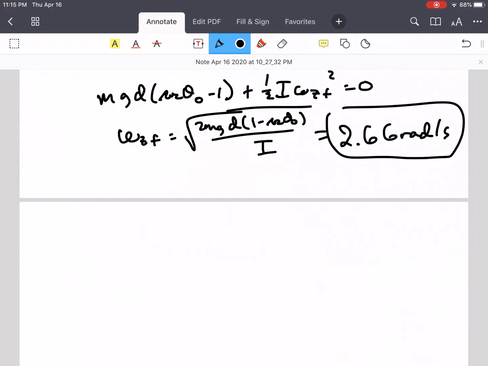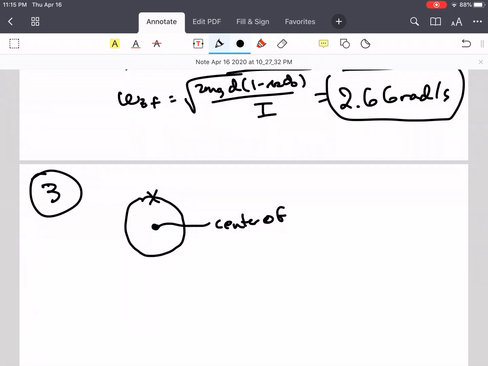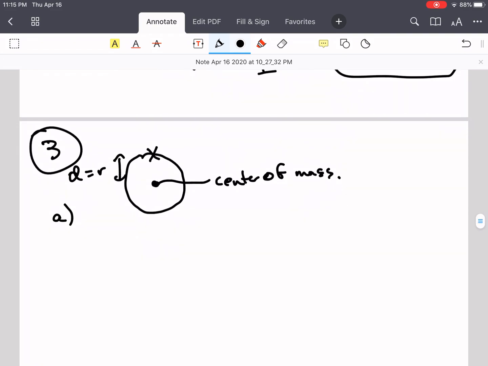So I have the following situation. I have a physical pendulum that is pivoted right about its top here. The center of mass, I should say, is right in the middle. And that means that the distance between the pivot point and the center of mass is just the radius of this sphere. So that's going to make our lives quite a bit easier. First part, what is the angular frequency? So we always solve angular frequency first.